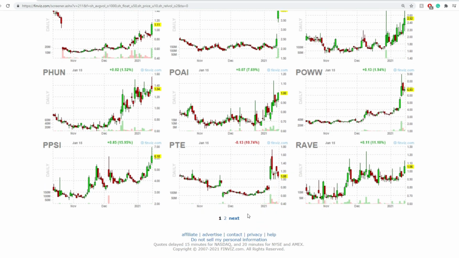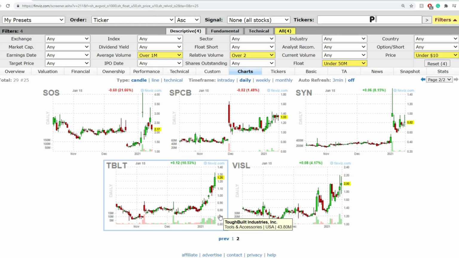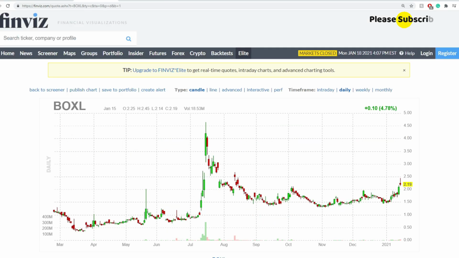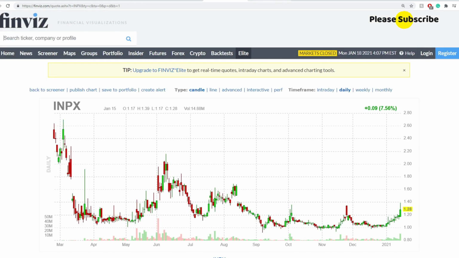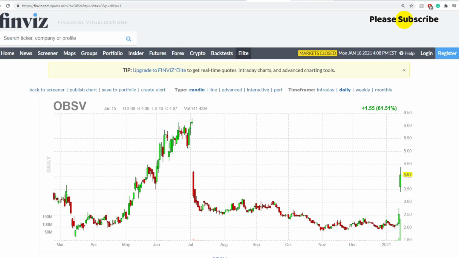So I go out and check all these different stocks that I'm interested in, and open different tabs. It's a little bit of work, okay? It's not going to be just an easy thing where you just get a ticker and say, okay, I'm investing in this or trading this one. It's not how trading works. Now I have a pool. I have Boxel, I have FRSX, ITP, NPX, OBSV, PPSI.